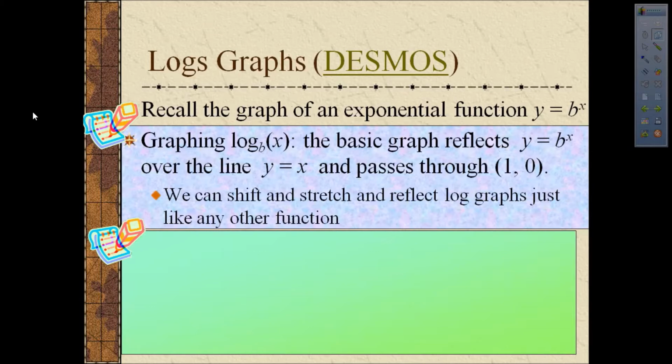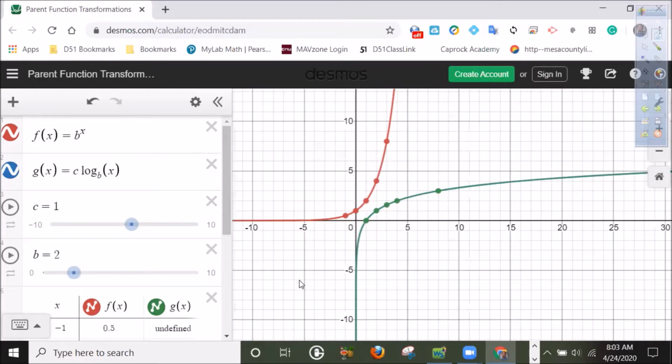The exponential graph passes through the point (0, 1), and so the log graph passes through the point (1, 0). We'll see that we can shift, stretch, and reflect log graphs just like any other function. So let's explore a little bit of how to do that. Here are the same two functions we were looking at previously. This is 2 to the x and the log base 2 of x.